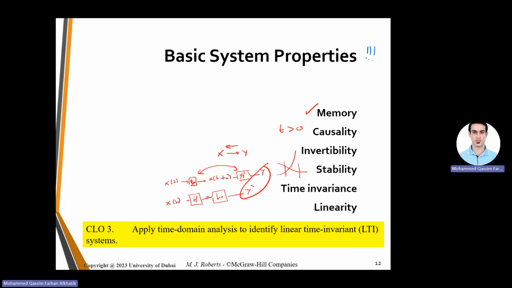Linearity, you can break it down into two subproblems, something we call additivity and homogeneity. And I think you've done that in circuits, superposition. You remember that? In circuits, you've done superposition. So linearity is just superposition. You apply a certain input, x1, you get y1. And you have another input, x2, you get y2. If you apply x1 plus x2 together, will you get y1 plus y2? If yes, then the system is linear. If not, the system is not linear.